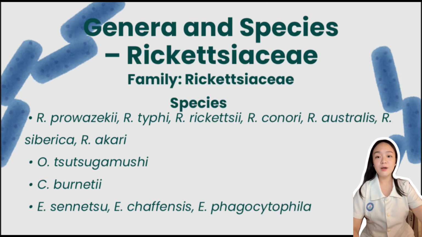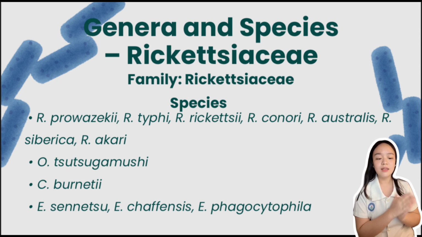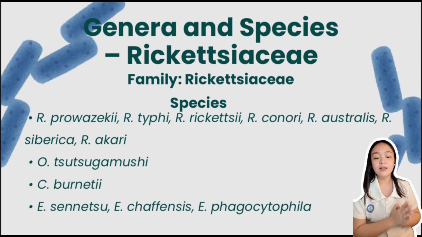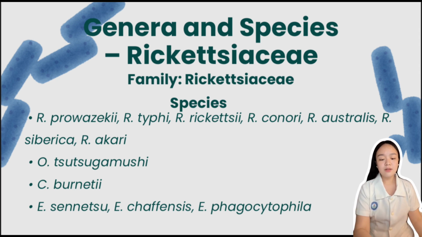So, ito yung mga important species na kailangan natin tandaan in the family Rickettsiaceae. The R. prowazekii, R. typhi, R. rickettsii, R. conorii, R. australis, R. sibirica, and R. akari for Rickettsia, O. tsutsugamushi for Orientia, C. burnetii for Coxiella, E. sennetsu, E. chaffeensis, E. phagocytophila for Ehrlichia.